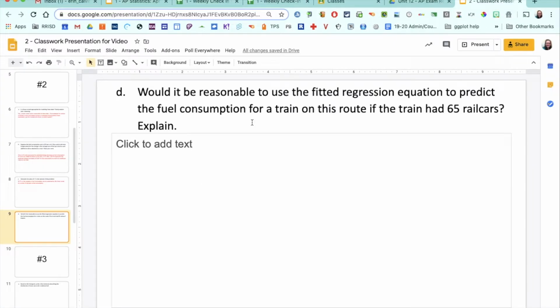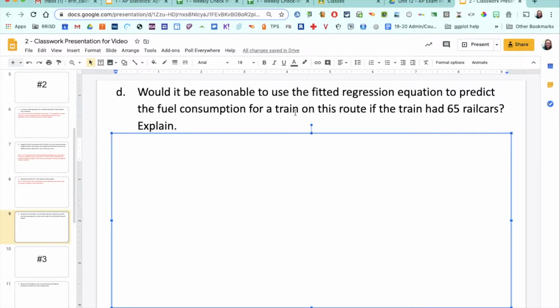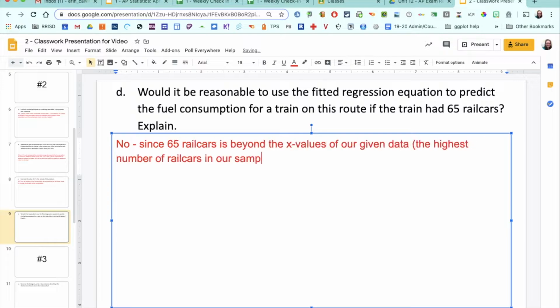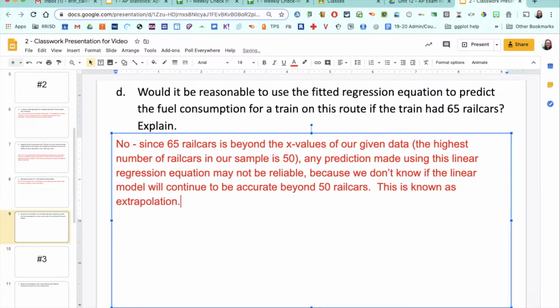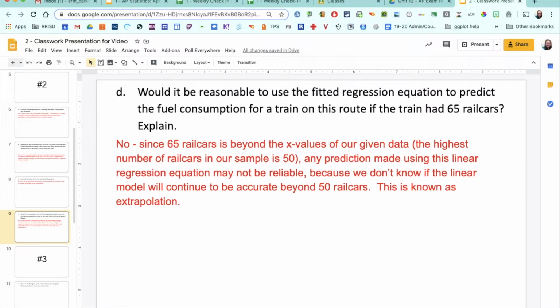So no, it would not be appropriate or reasonable to make that prediction because we don't know what's going to happen to this relationship beyond 50 rail cars. We call that extrapolation. And that is our explanation. I will note, I don't think that using the word extrapolation is necessary to get full credit here, but if you just say no because it's extrapolation and you don't go any further, you may not get full credit. All right, so that is number 2.